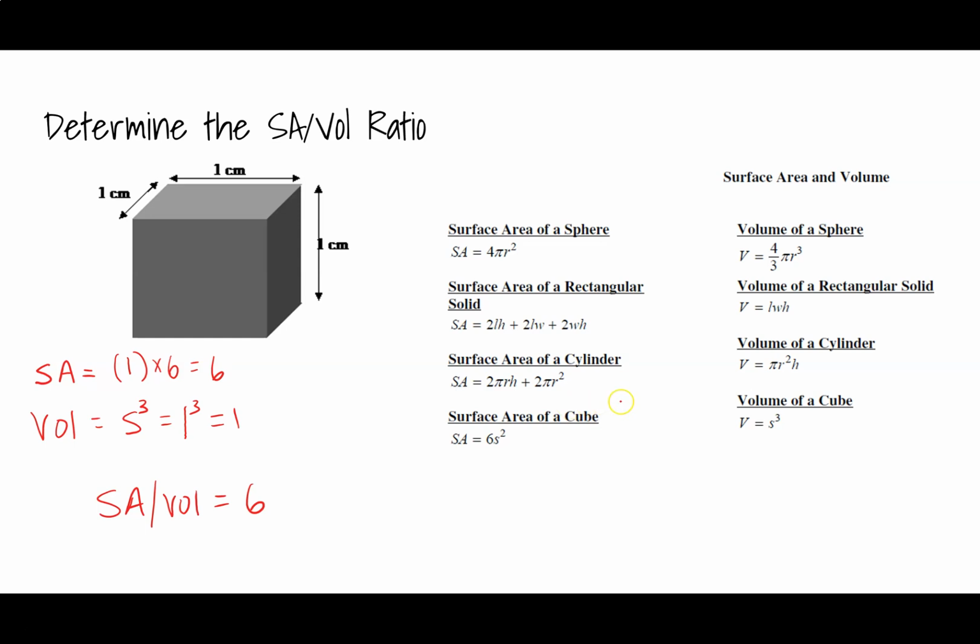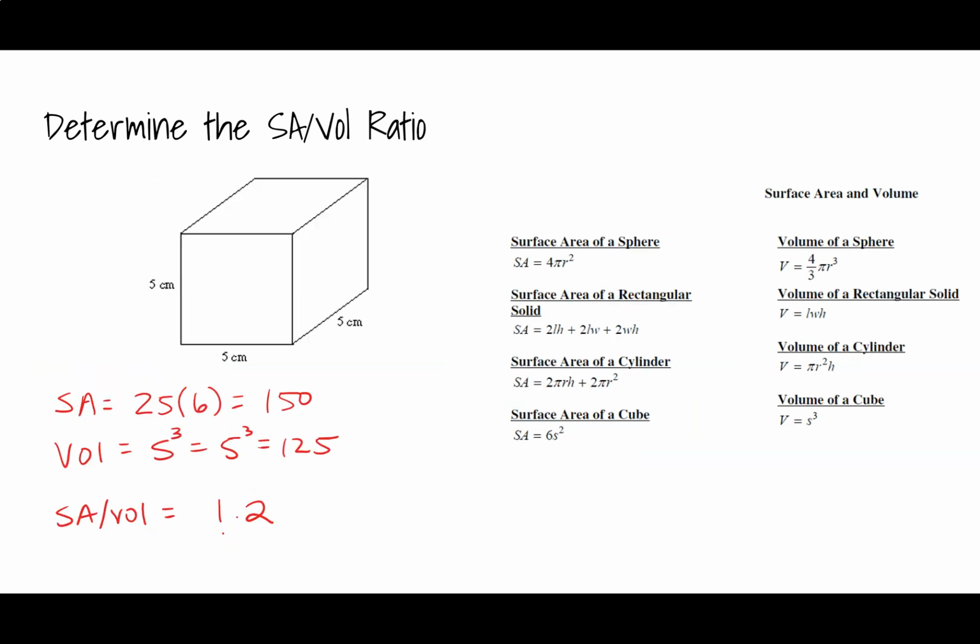Surface area of a cube, and we know it's a cube because all the sides are the same, and the volume of a cube. In this case, my surface area is the side, which is 1, and I got 6 of them, so it's 6, divided by the volume, which is each side is 1, so 1 times 1 times 1 is 1. Your surface area to volume ratio is 6. That's really, really good.